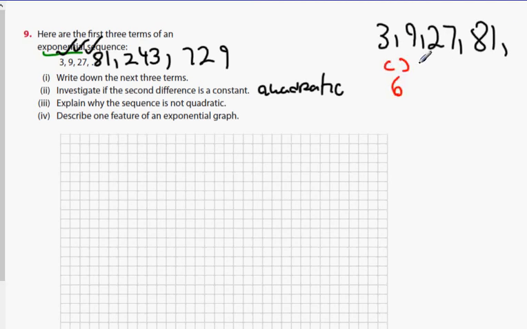The first gap is 6. The second gap is 18. The third gap is 54. Is the second gap the same this time around? The second differences are 12, and the one after that is 36. The second differences aren't the same, are they? Therefore, it's not a quadratic.